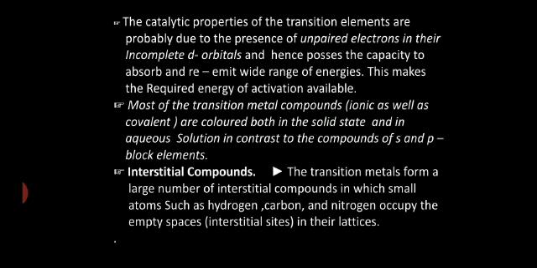Now they also form interstitial compounds. Transition metals form a large number of interstitial compounds in which small atoms such as hydrogen, carbon and nitrogen occupy the empty spaces. Interstitial means there is an empty space in the lattice structure, between the atoms. There the smaller atoms can come, occupy it and form interstitial compounds.